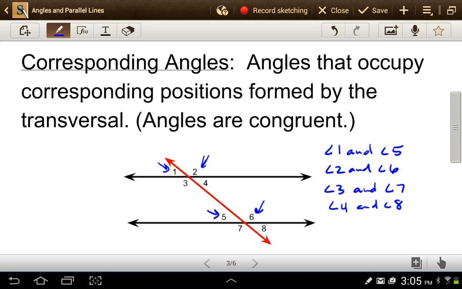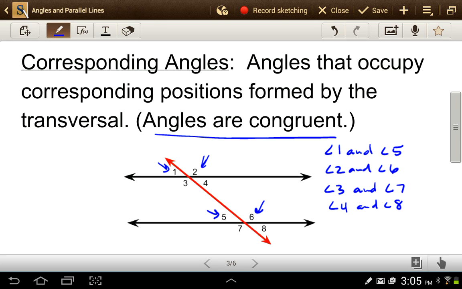The thing to remember about corresponding angles is that they are congruent. That means angle 1 and angle 5 are congruent. They are the same angle measure. If angle 1 was 30 degrees, then angle 5 would be 30 degrees. Okay, 2 and 6 would be the same, 3 and 7 would be the same, and 4 and 8 would be the same. So it's important to know that corresponding angles are congruent, and it's important to know where they lie and be able to identify them.